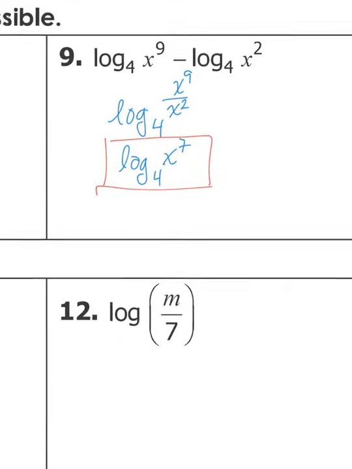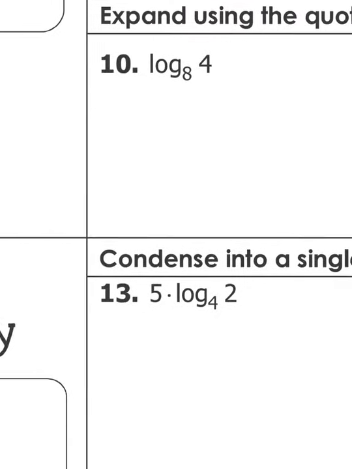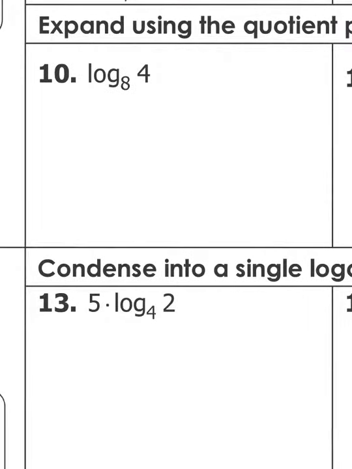All right, so let's expand. So let's look at 10. So you're going to use the quotient property. So this time you've got to come up with some sort of quotient that has a value of 4. Well, there's an infinite number of these, so I'm going to replace 4 with 8 divided by 2. So there's a quotient. So now I can tear that apart by using subtraction. So log base 8 of 8 minus log base 8 of 2.